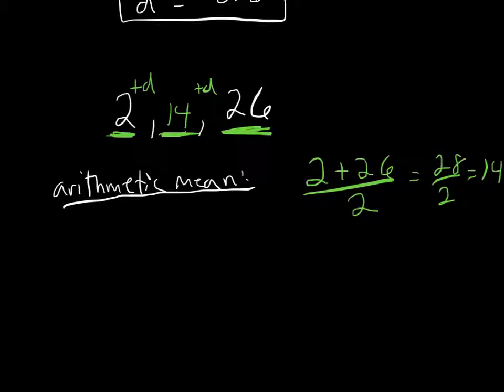Alright, so let's say we have a geometric sequence. The geometric sequence is 4, blank, blank, 108. So we have two blanks in the middle, and then 4 and 108. And we are told that this is a geometric sequence.